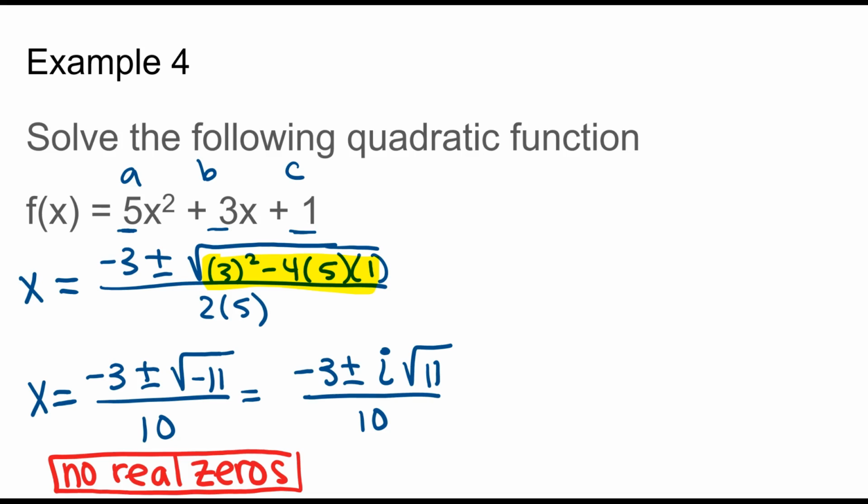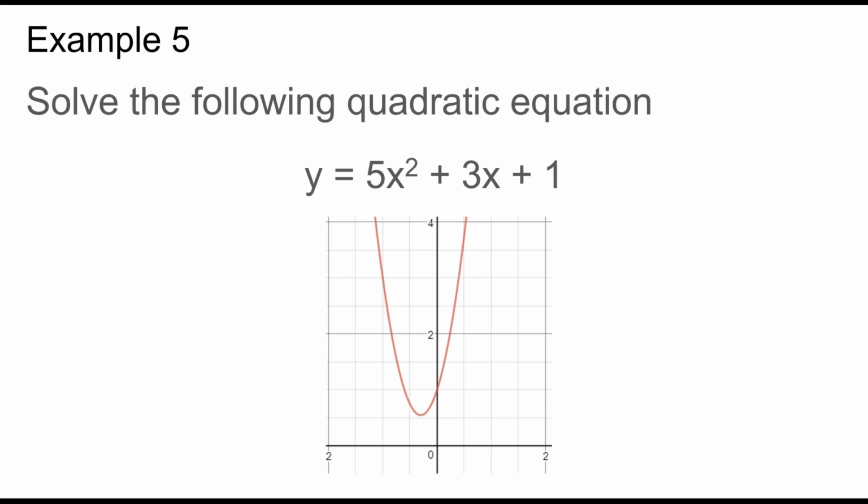Let's take a look at what the graph would look like for no real zeros. Well, we know that a is positive, so it's going to look like this. The graph is probably going to look something like that. And when I graph it in Desmos, that's exactly what I see.